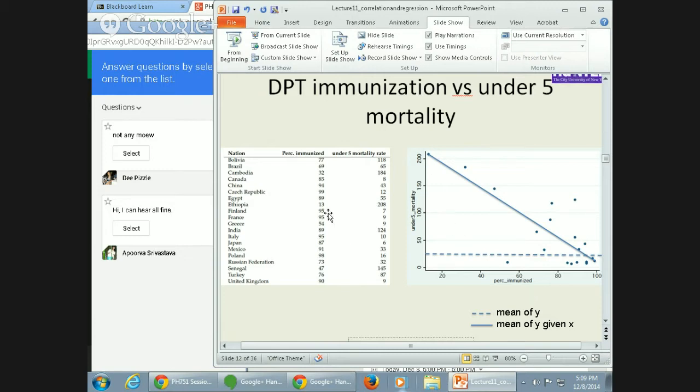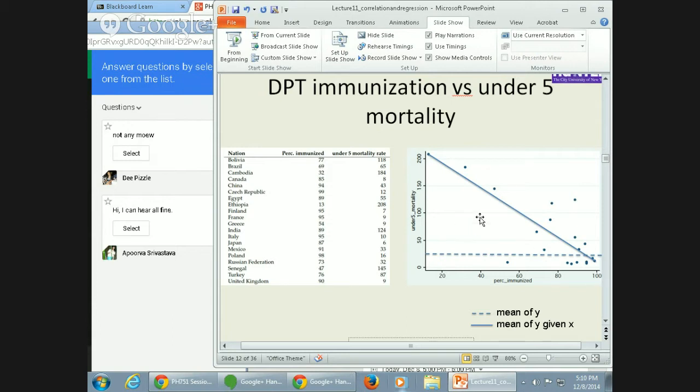But these are two continuous variables, and this is telling us that with a higher percentage of individuals immunized, there's a lower mortality rate. So it's also a good example of where there may be some causal effect there.